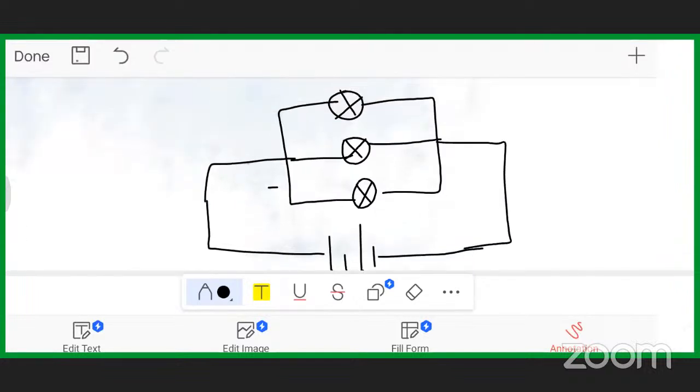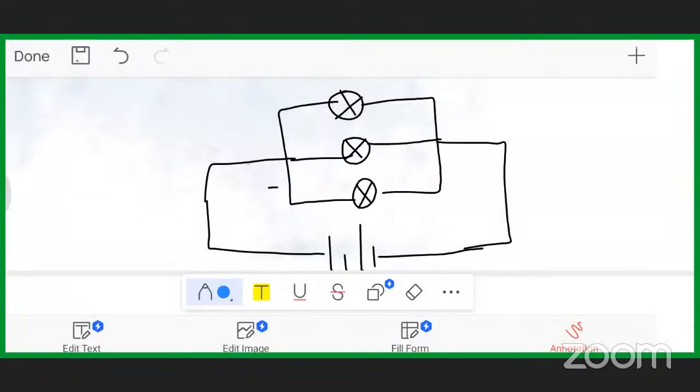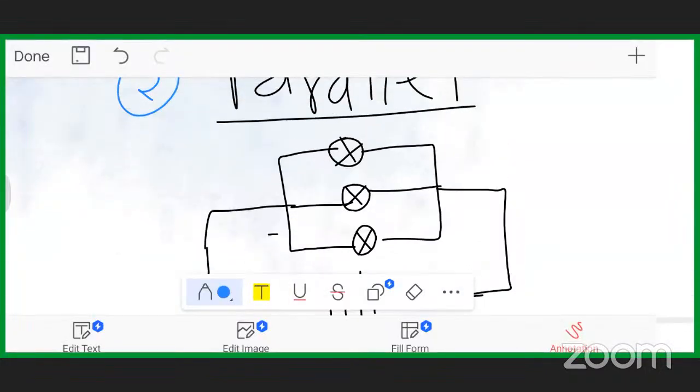So again, I may be interested to know what is the amount of voltage drop across each of them. Then also, what is the current? So to begin with, the first one is the voltage drop. So for voltage, you can do this experimentally in the lab. Just connect a voltmeter across each of the bulbs.